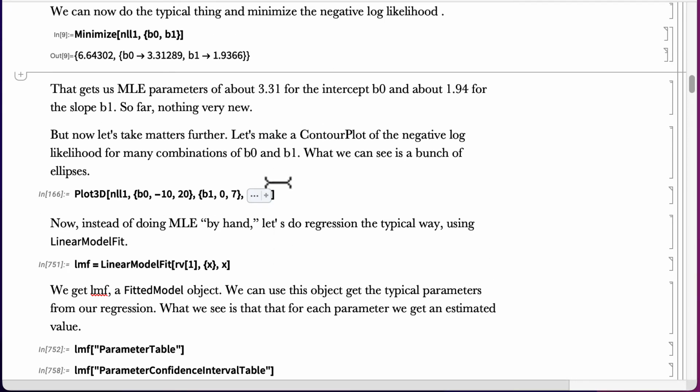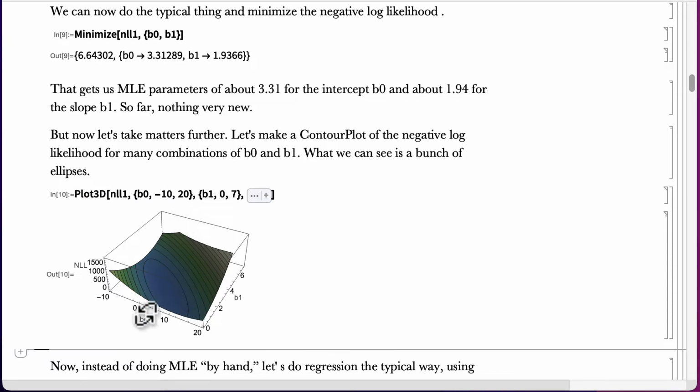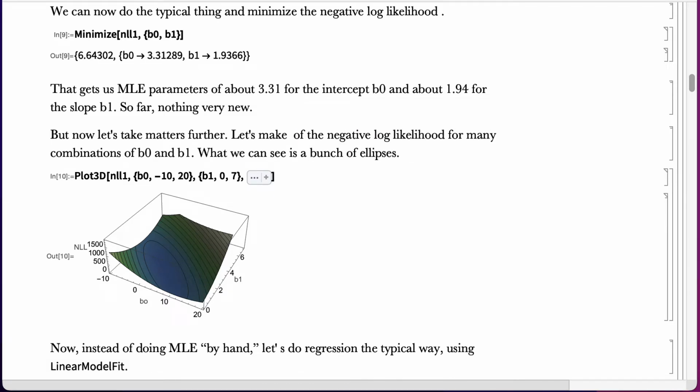we can look at a plot of what our negative log likelihood looks like for different combinations of b0 and b1. And actually, this isn't a contour plot. I think originally I was going to make it one, but we'll just call it a Plot3D, and I'll just put that in a different format. All right, so this is the negative log likelihood evaluated for different values of b0 and b1, and what you can see is that it's kind of a nice smooth valley with its nadir at about 3.3 and its b1 value of about 2 or 1.93, and you can also see that there are these ellipses that represent levels of equal negative log likelihood. So that's what we've got.